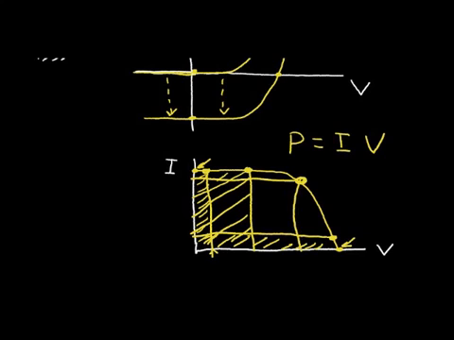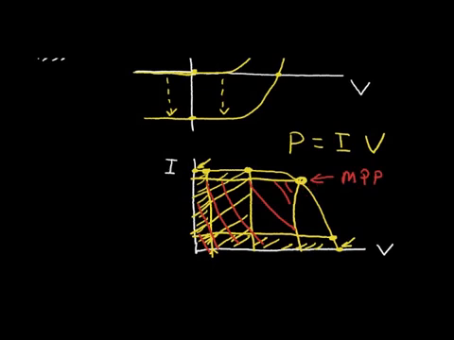So let's change colors here. And so we want to maximize this particular area. This point is the maximum power point. And so we would like to always have circuits that operate the solar cell at this point so they can extract the most usable energy, or the most power, from the solar cell.